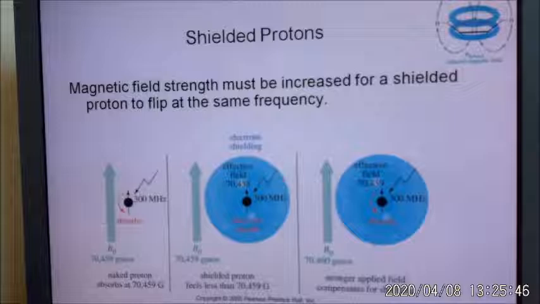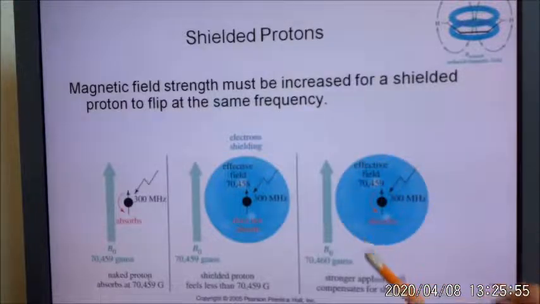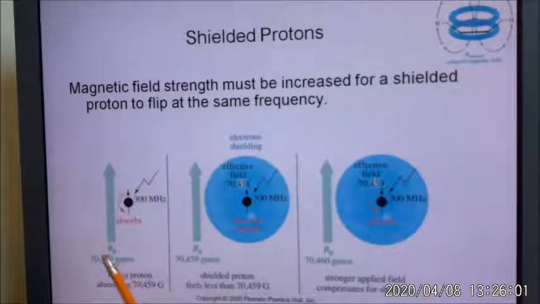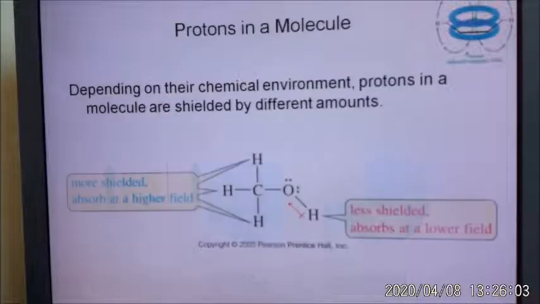And that's what we see. So when we talk about NMR, you're going to hear us talk about shielding and de-shielding. Shielding means a stronger field has to be applied. De-shielding means I have less of an effective field, and so it looks more like a naked proton.